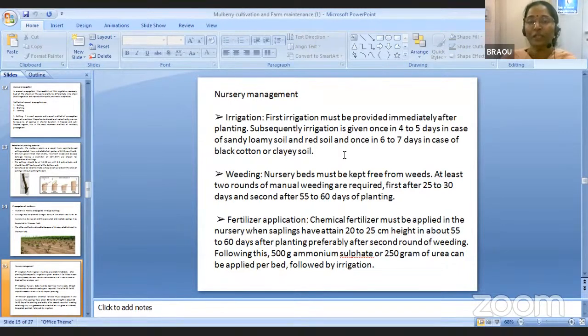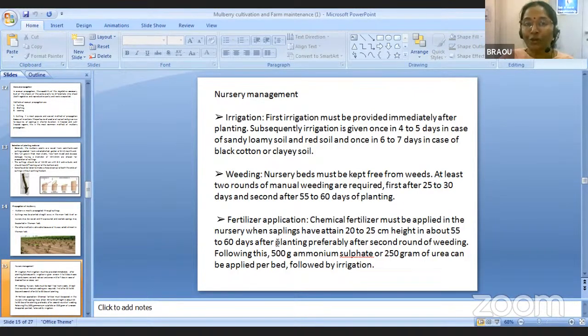So in weeding, nursery beds must be kept free from weeds. That is, at least two rounds of manual weeding are required. Weeding means to remove the weed plants. Manual weeding, because you don't have machines here, as the nursery beds are very small. First, after every 25 to 30 days, that is once in a month, you do it the first time, and the second time, after 2 months after planting, you do the removal of the weeds.